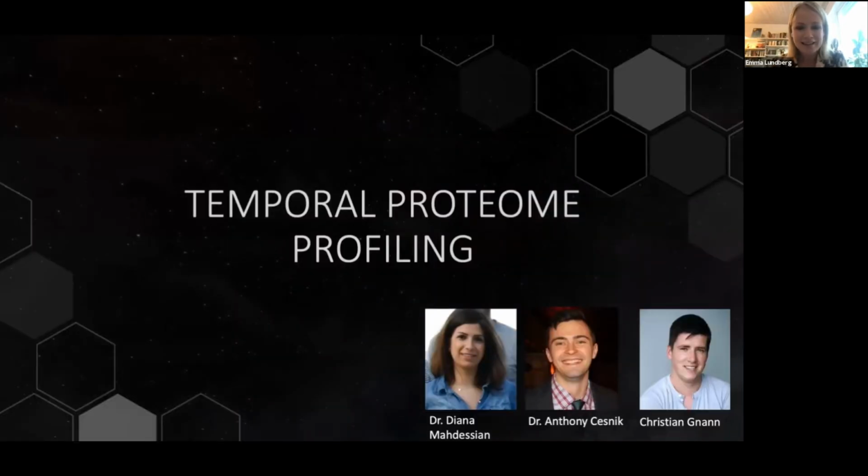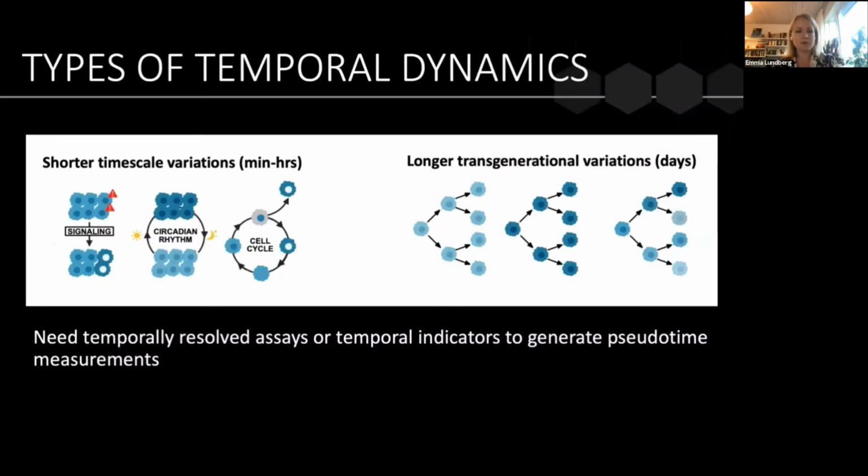With this, Diana, Anthony, and Christian have worked hard to try to understand this temporal proteome, or to do temporal proteome profiling. We have these images and we work with antibodies, so we're stuck with some kind of static assays, so to say. And there are different types of temporal dynamics in cell cultivations. We have short time scale variations, such as signaling, circadian rhythm, or the cell cycle. And then there can also be some types of transgenerational variations. But in order to dissect this temporal variability, we need either temporally resolved assays, which is hard with antibodies, or some kind of temporal indicators to generate pseudotime measurements.